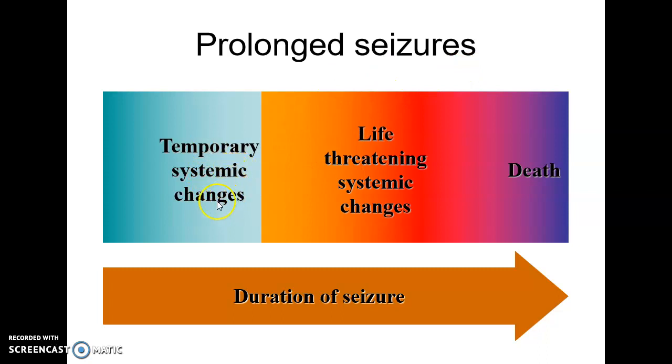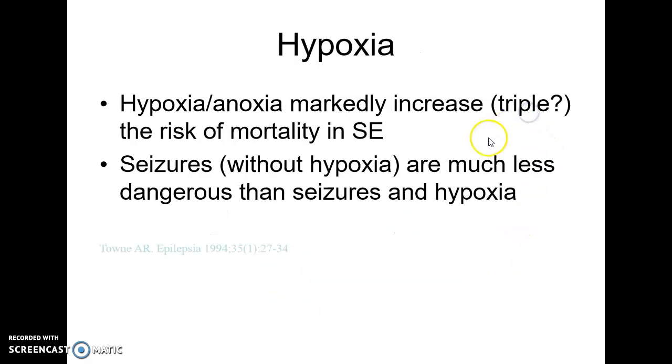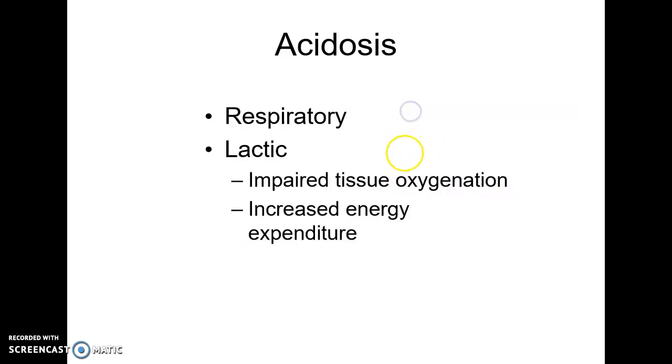Prolonged seizure causes life-threatening systemic changes. As time goes on, the person may die. Respiratory problems: hypoxia and hypercarbia, increased carbon dioxide and decreased oxygen intake. What will happen? Chest rigidity from muscle spasm, hypermetabolism, oxygen consumption is increased, carbon dioxide production is increased, poor handling of secretions, and neurogenic pulmonary edema will happen. Hypoxia, as you know, markedly increases the risk of mortality. Seizures without hypoxia are much less dangerous. So along with the seizures in status epilepticus, if hypoxia also happens, mortality will increase.